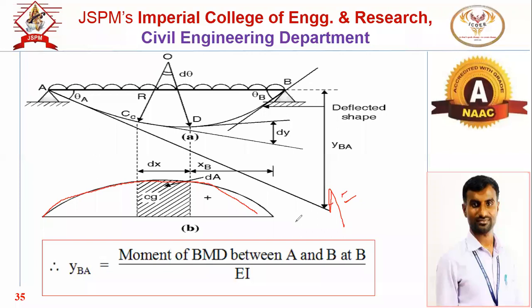Anyone? Area of parabolic curve. Because if in a numerical or in MCQ there is a UDL, then definitely you will get the parabolic curve like this. This is the second degree curve. So you should know how to find out the area. So that diagram we will discuss now.